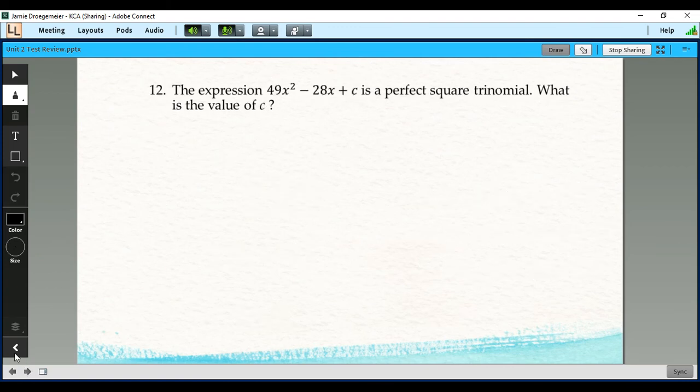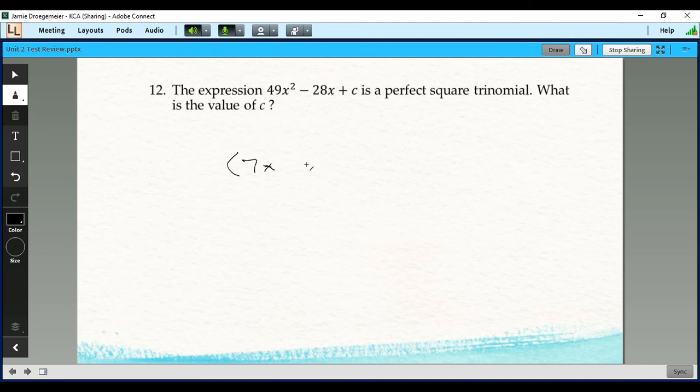All right, and number 12, similar problem here. We have a perfect square trinomial. We want to know what c would be here. Well, that first term is going to be 7. Square root of 49 is 7.